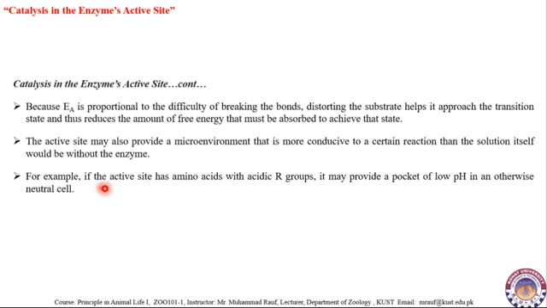For example, if the active site has amino acids with acidic R groups, it may provide a pocket of low pH in an otherwise neutral cell. The cell is neutral, it has a neutral pH.